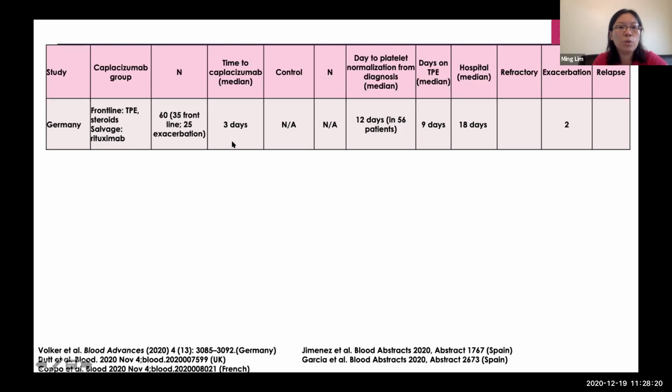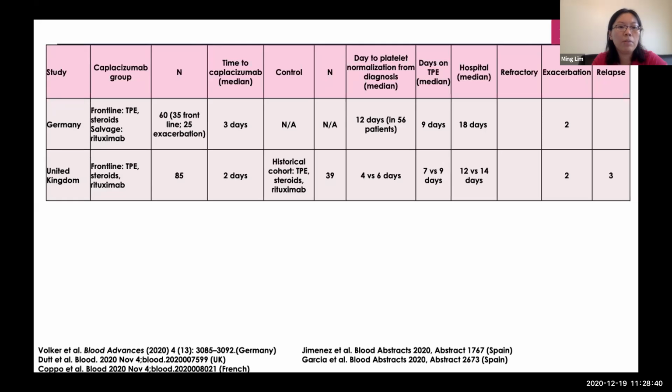Since the drug is new, it takes time to get the drug, and so the time to eculizumab from diagnosis was about 3 days. They had no control group, and they showed that the days to platelet normalization was 12 days. The number of plasma exchange days was 9, the hospital stay was 18 days, and exacerbation was 2.